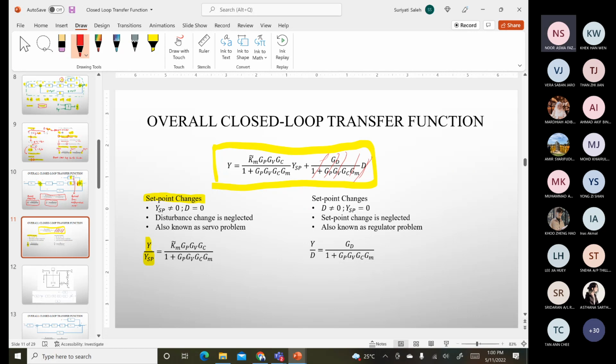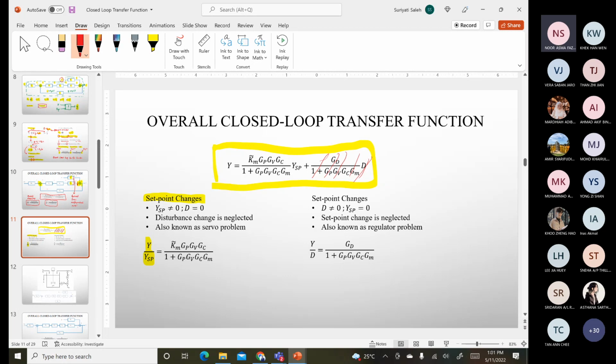This is known as the servo problem, or sometimes we call it set point tracking. You change the set point, and you see how the controller behaves. So this is the mathematical representation to measure how your controller behaves.